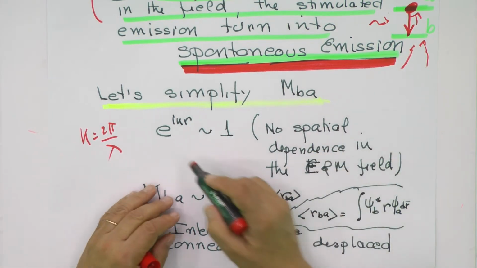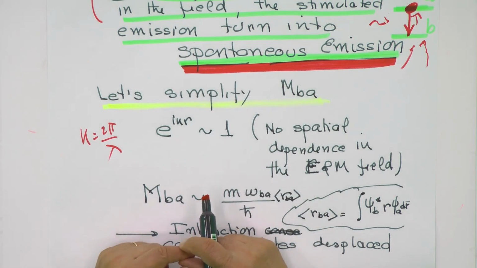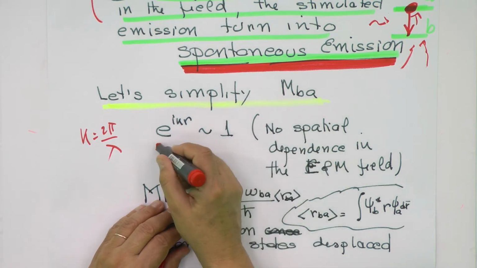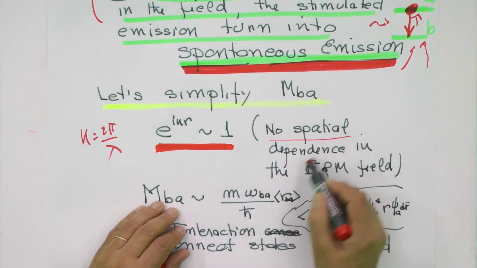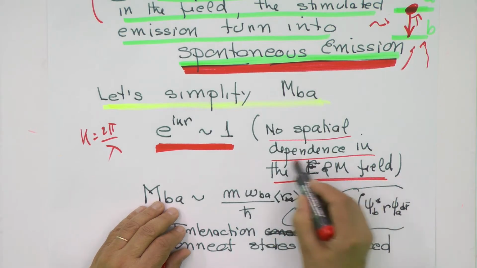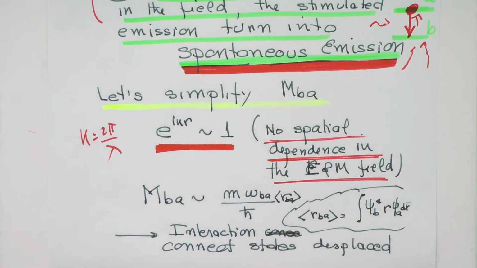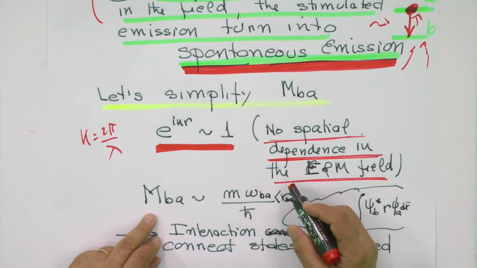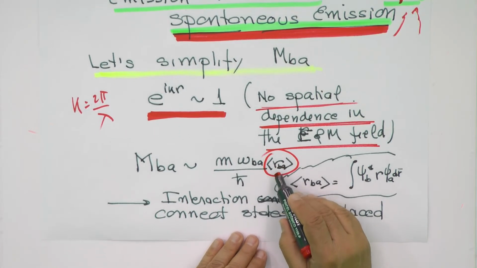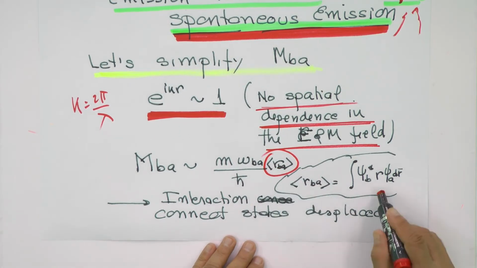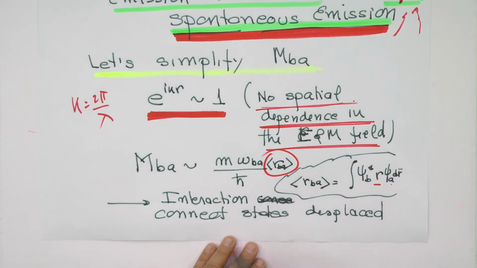So for the atom, the spatial variation of the electromagnetic field is not important at all. And we take an approximation to say that this is not important at all. We take that out. No spatial dependence in the electromagnetic field. This is an approximation. If we do that approximation, we can show that the matrix element, MBA, turns out to be a displacement between the two states. This small RBA is a displacement connecting the state A and the state B.